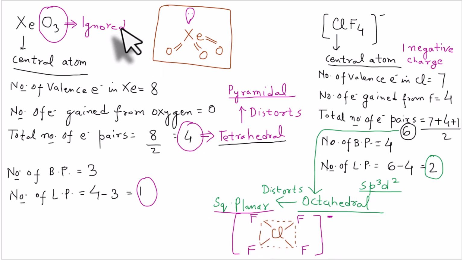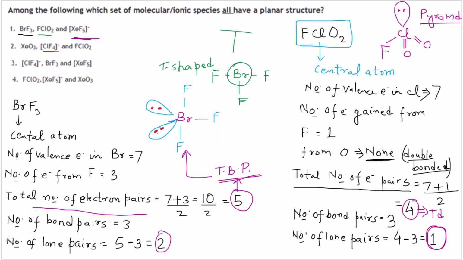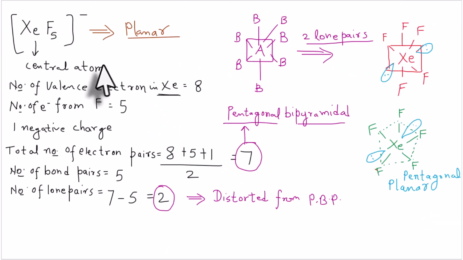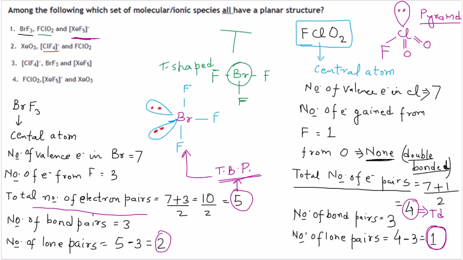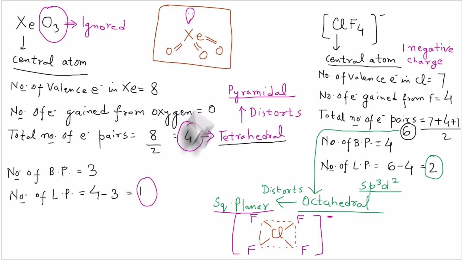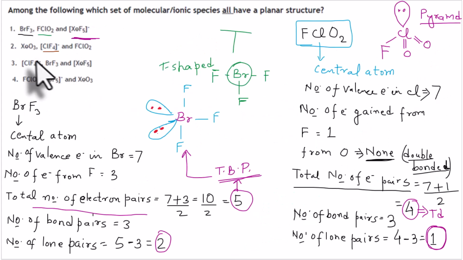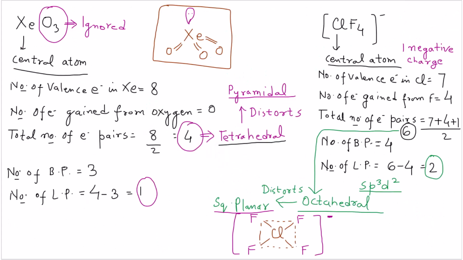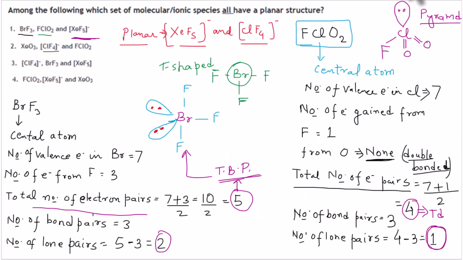Okay, now let's go back to the question again. So in the first case BrF3 is T-shaped, second case FClO2 is pyramidal, third case XeF5 minus is planar, that means one again planar we have, and what else? XeF5 minus is planar, then XeO3 is again pyramidal, non-planar. Then ClF4 minus is planar. So only 2 planar structures we discovered, XeF5 minus and ClF4 minus.